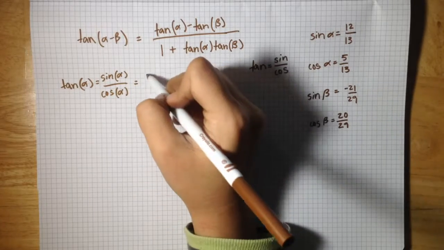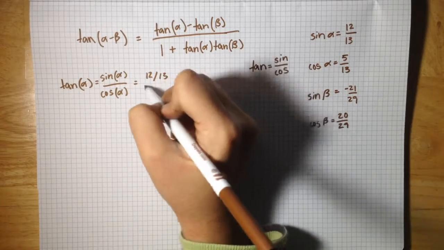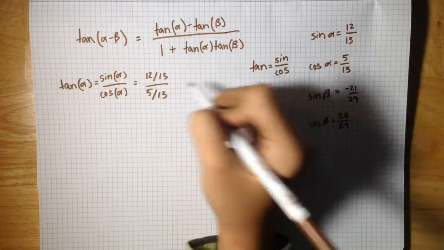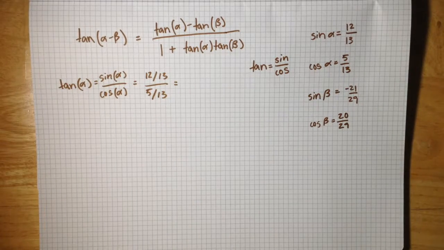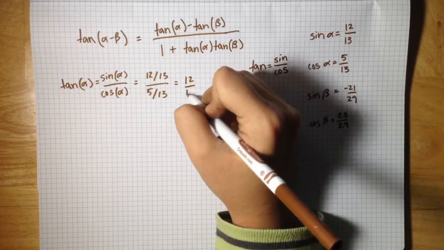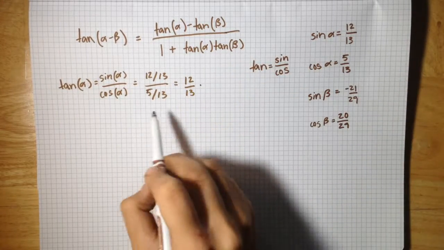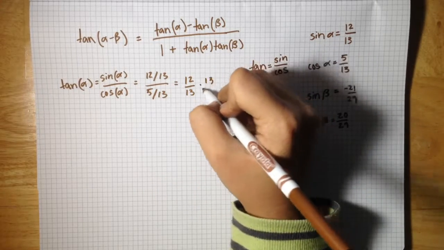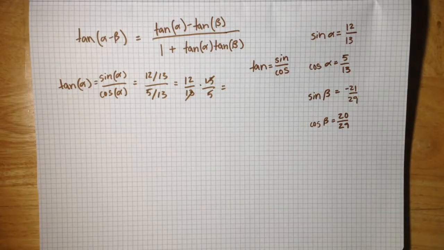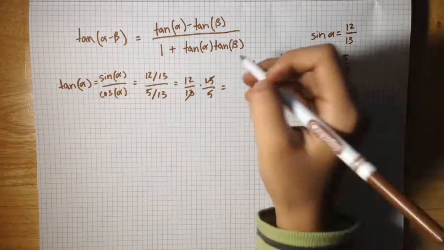Sine alpha is 12 over 13, divided by cosine alpha is 5 over 13. I'm going to multiply 12 over 13 by 5 over 13's reciprocal. Cancel these. And our final answer for tangent of alpha is 12 over 5.